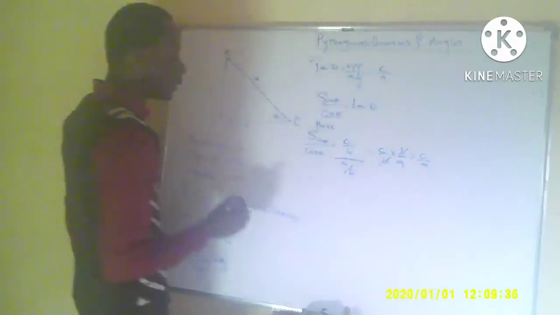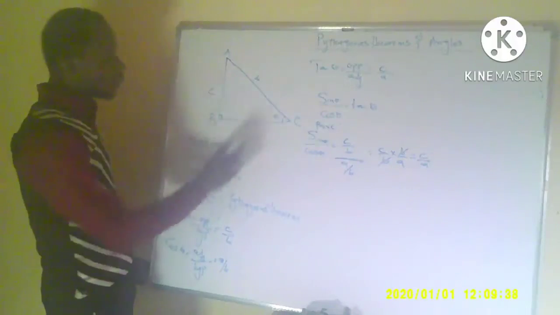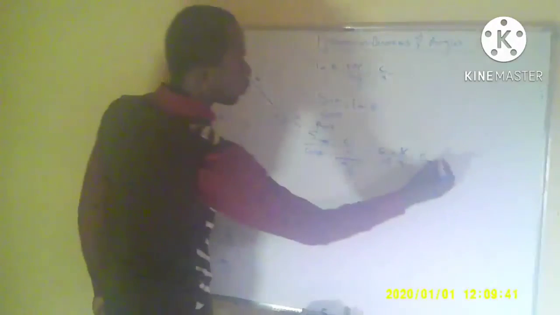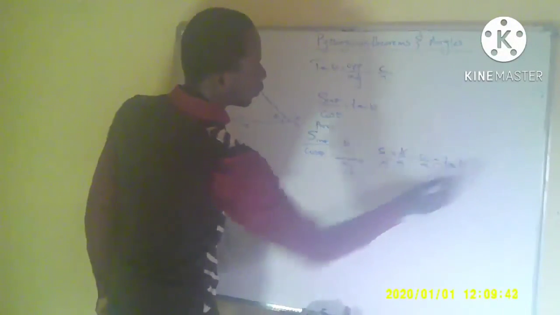So what is tan theta? Recall that tan theta is what? C over A, which is equal to what? Tan theta, as proof.